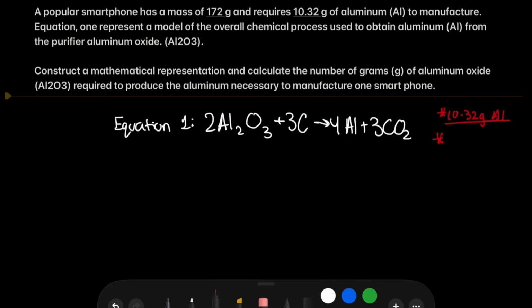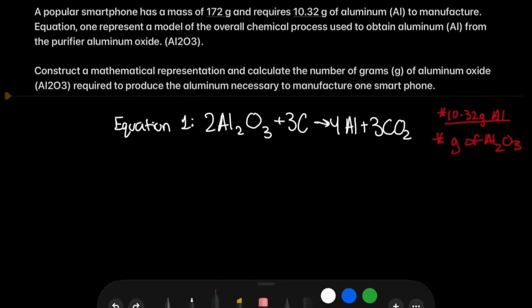We have to figure out grams of aluminum oxide, like that. So, we're given grams of aluminum, but they want us to end in grams of aluminum oxide, which are 2 different moles. So we already have to start thinking about what kind of conversions we can do. Because if we're switching from aluminum to aluminum oxide, we have to have a mole ratio somewhere, a mole conversion.